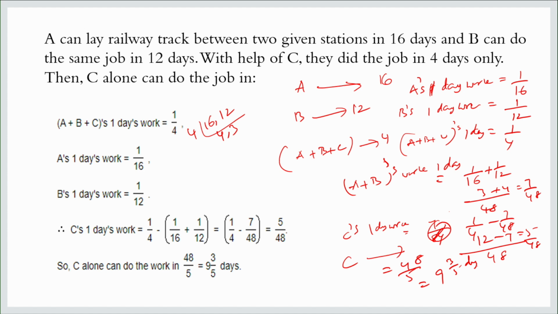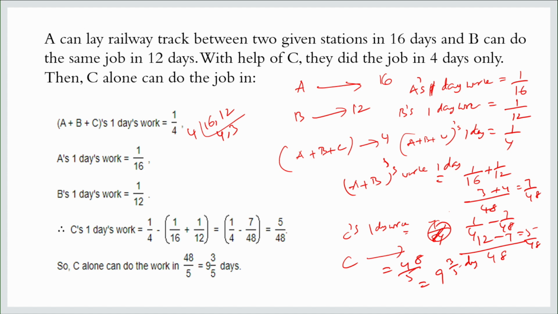B can do the same work in how many days? 12 days. So, B's work is 1 by 12 in 1 day. And A, B, C all together, all these three together, they can complete the work in just 4 days. So, what is A plus B plus C? 1 day work is 1 by 4.